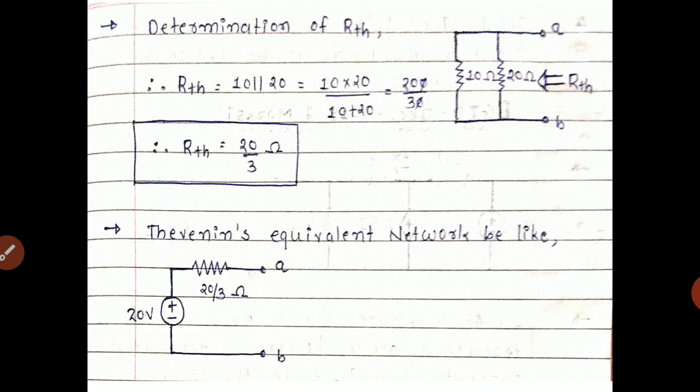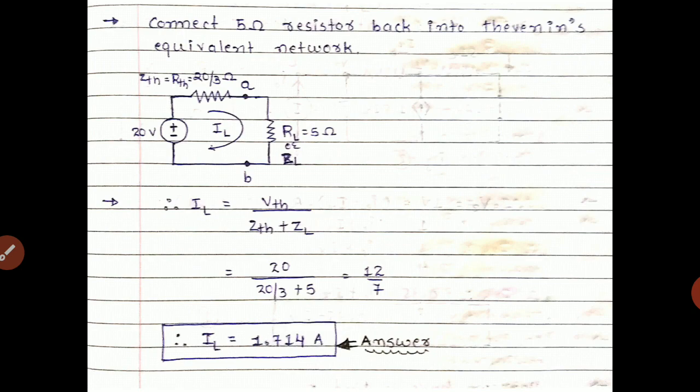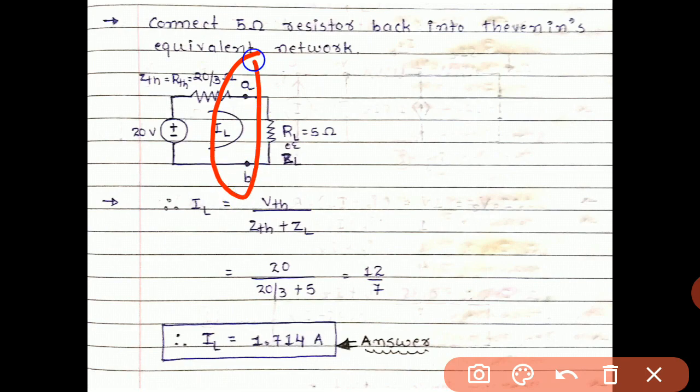Now we introduce the network B, or we can say initially we removed the load RL. Now we have to reconnect the load RL to calculate the load current IL. So connect the 5 ohm resistor back into Thevenin's equivalent network, and over here we can see that between terminals A and B, RL is connected. So in the Thevenin circuit we have all the values VTH, ZTH and ZL, so put all the values in the load current IL.